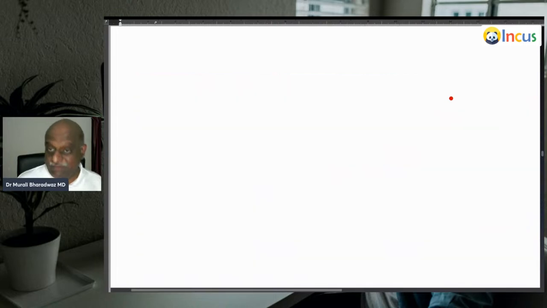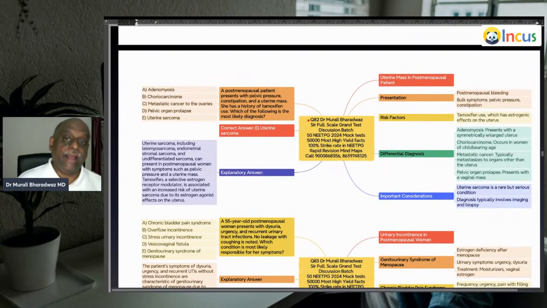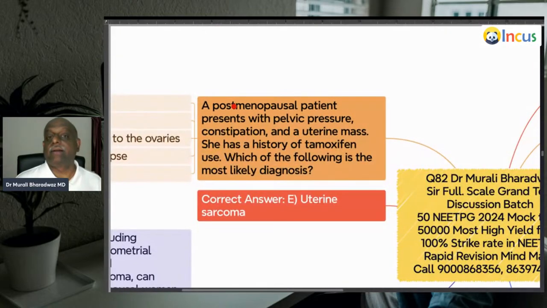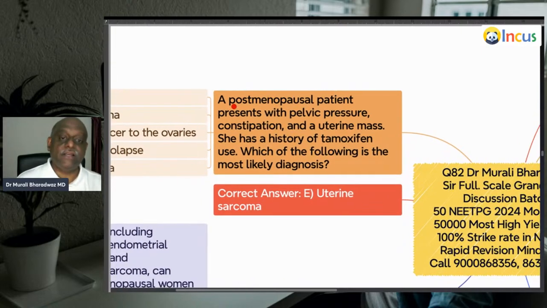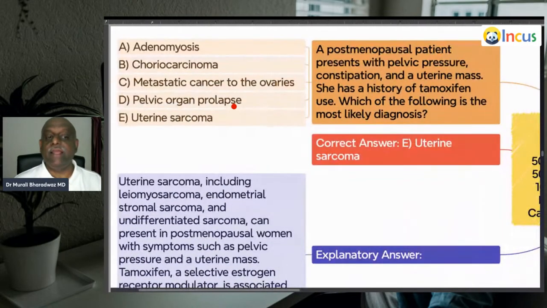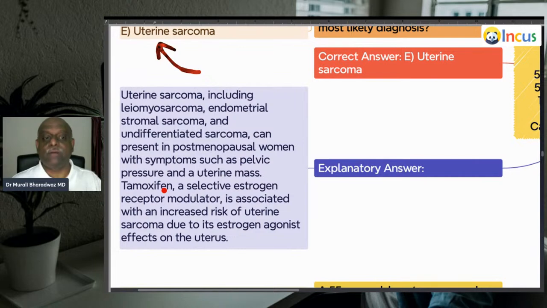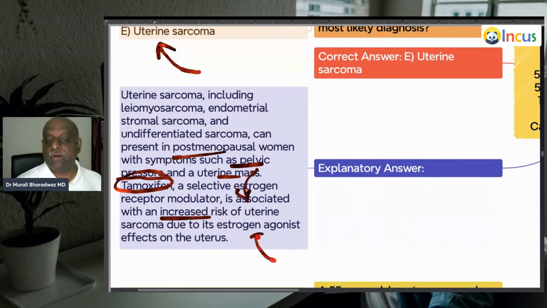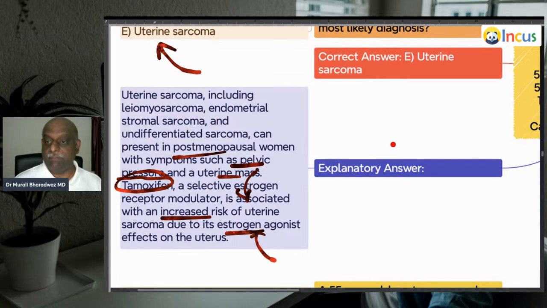A postmenopausal woman with pelvic pressure, constipation, and a uterine mass has a history of tamoxifen use. What is the most likely possibility? Uterine sarcoma. Uterine sarcoma and endometrial stromal sarcoma are all seen in postmenopausal women with symptoms of pelvic pressure and uterine mass. Tamoxifen, which is a SERM, selective estrogen receptor modulator, is associated with increased risk of uterine sarcoma because of its estrogen agonist effect on the uterus, is what you need to remember.